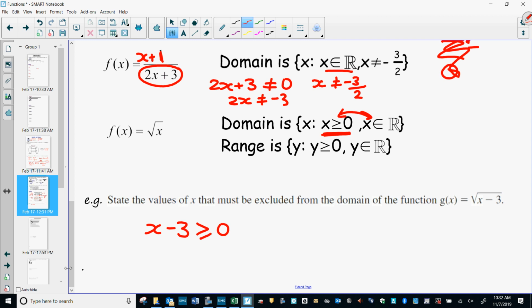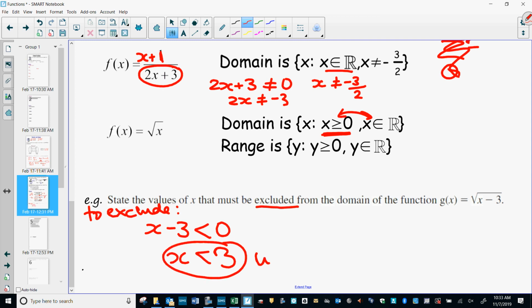Okay. Is everyone else happy with that? Because I'm choosing what's excluded, I'm going to say that the values to exclude are the values where x minus 3 is less than 0. Because they would all be negative. And for this question, it would be less than, x minus 3 is less than 0, because x minus 3 is all in that bracket, that square root sign. So we are excluding these values. That means that x is less than 3 would be excluded.